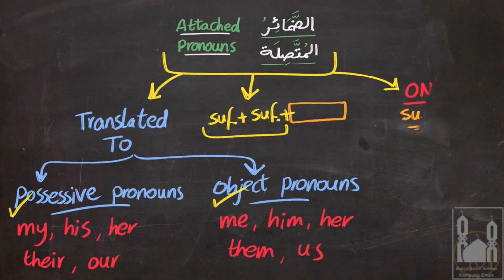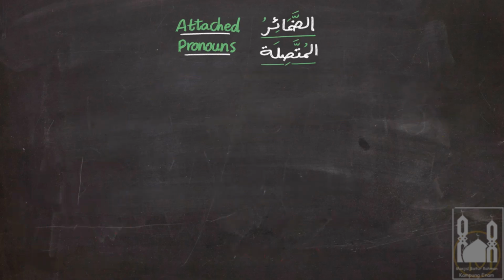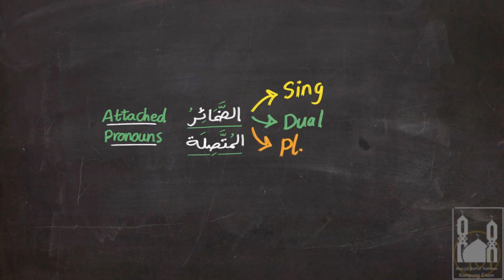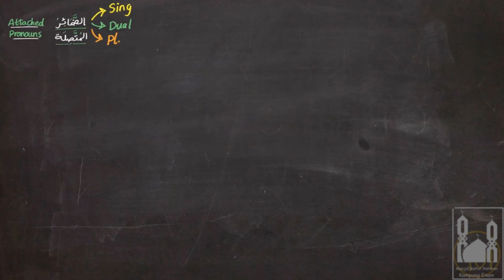And the type of word it is attached to and the context will determine which one of the 2 it is. And just like last time, singular pronouns will be in yellow, dual pronouns will be given in green, and plural pronouns will be in orange. So let's get started with the first one.